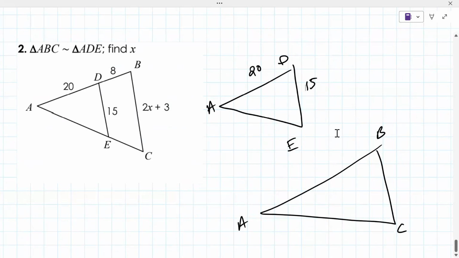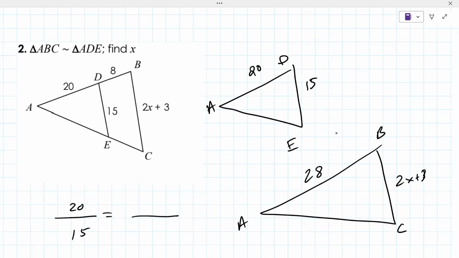A to B, 28, good. And then B to C is 2x plus 3. So sometimes you have to do this. Now setting up a proportion, AD 20 goes with AB 28. Well, actually, I'm sorry, we're not doing it that way. We're doing it the other way. 28 over 2x plus 3.